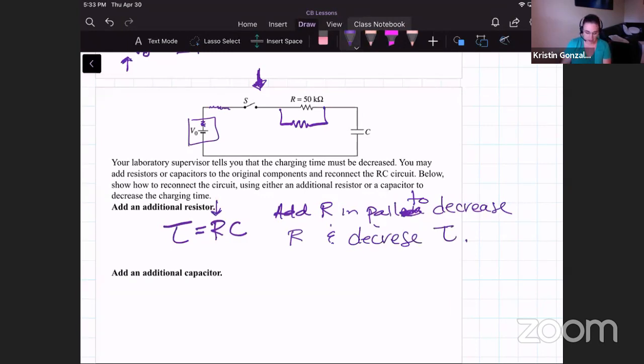Okay, what about a capacitor? Where am I going to put a capacitor instead to decrease our charging time? So I'm not changing R anymore, but I still want to decrease that time. So I still want to decrease the overall capacitance of my circuit.